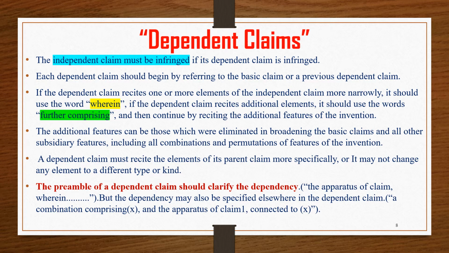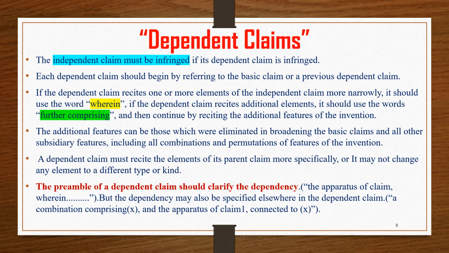Point number 3. If the dependent claim recites one or more elements of the independent claim more narrowly, it should use the word wherein. If the dependent claim recites additional elements, it should use the words further comprising and then continue by reciting the additional features of the invention. So just try to observe these things, where to use wherein, where to use further comprising, etc. Point number 4. The additional features can be those which were eliminated in broadening the basic claims and all other subsidiary features, including all combinations and permutations of features of the invention.